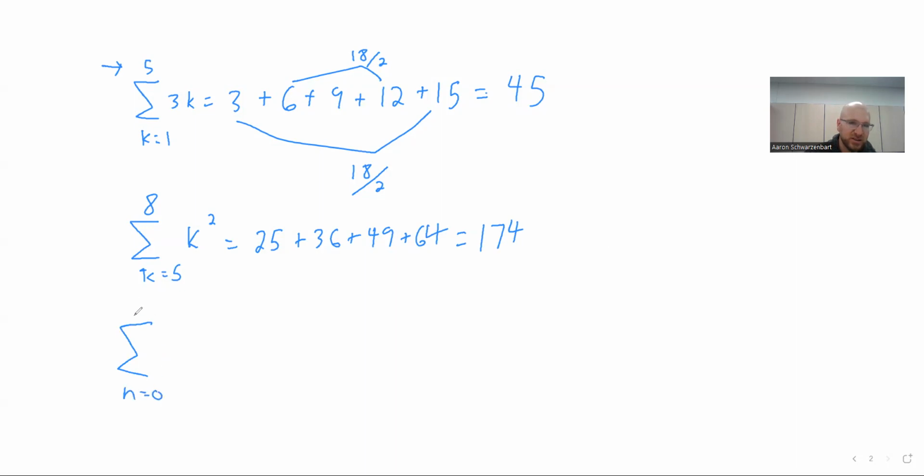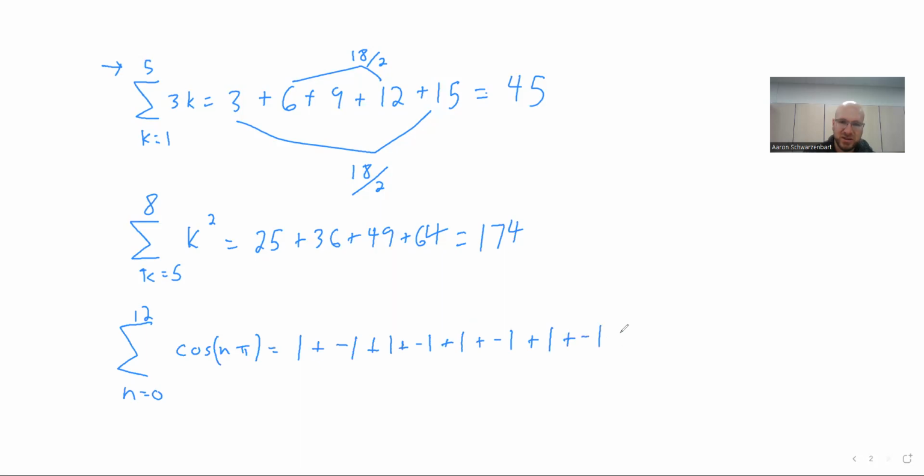It doesn't have to be k, you can use a different variable. So n equals 0, cosine of 0 is 1. And n equals 1, we get cosine of pi, which is -1. When n equals 2, we have cosine of 2 pi, which is the same as cosine of 0, that's 1. 3 pi is -1. 4 pi is 1. 5 pi is -1. 6 pi is 1.